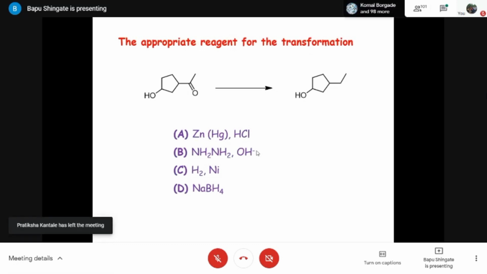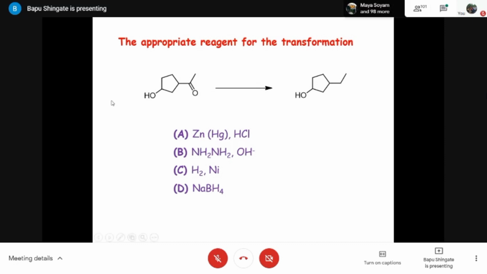Can you read this question? The appropriate reagent for the transformation. First of all, look at the transformation. What kind of modification takes place from the starting material to the product? The hydroxyl group remains as it is in the product; only conversion of the carbonyl group to hydrocarbon takes place. We have studied some reactions related to conversion of carbonyls to hydrocarbon, that is, reduction of carbonyls to hydrocarbon. That is not a partial reduction, but a complete reduction.